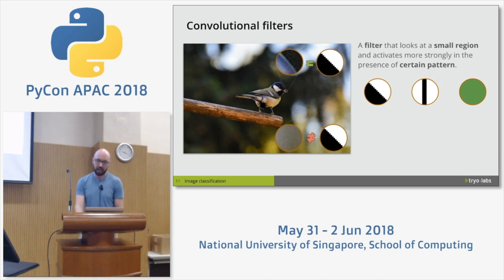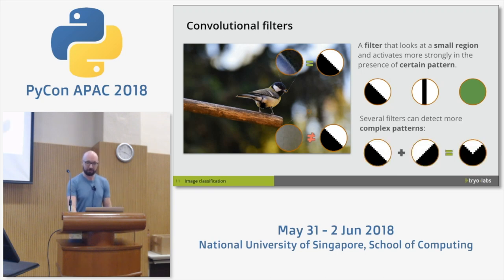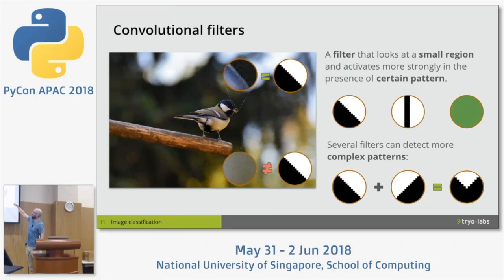And the interesting thing about the filters is that if I take more than one filter looking at exactly the same region, I can detect combinations of patterns. So for example, here I have these two inverse diagonal lines. And if I look at a single region with those two filters, then I can detect this kind of edgy border. Okay, so the combination of different filters lets me detect more complex patterns in a single region.